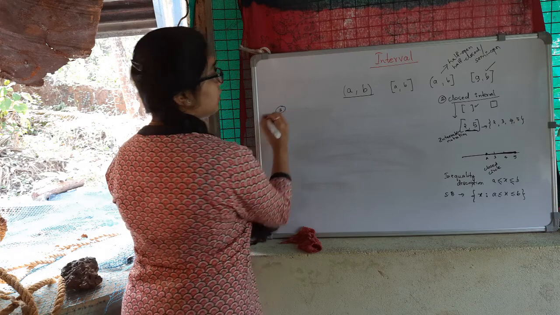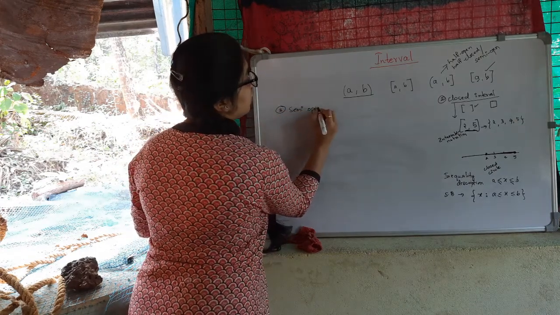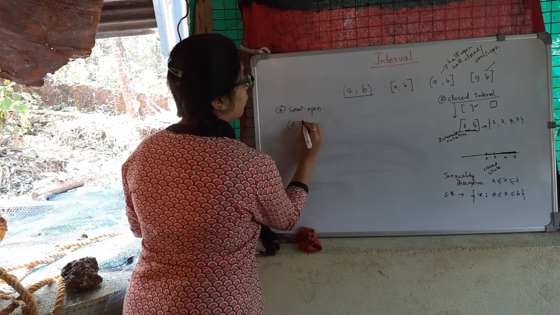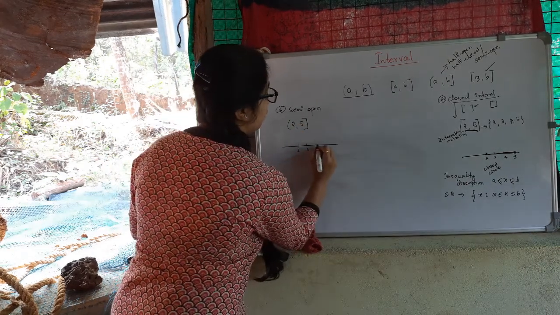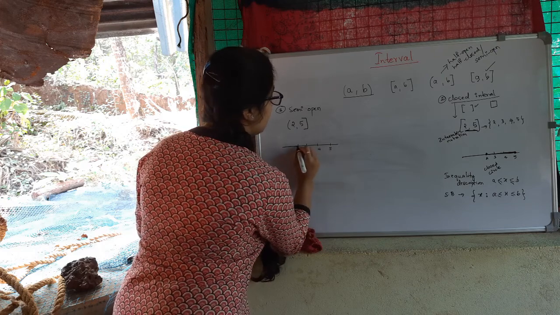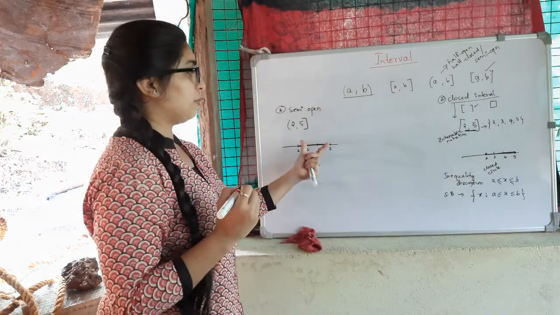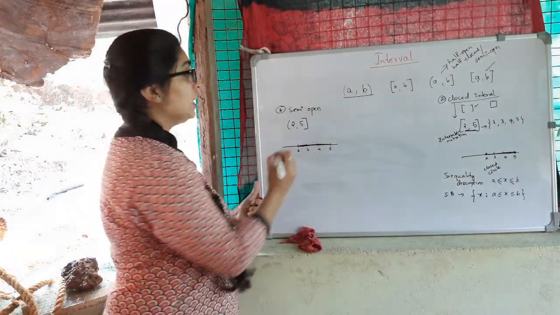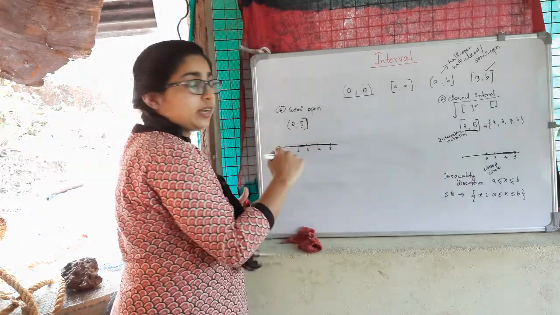So consider the third type, that is the semi-open interval now. If I consider 2 and 5, so if I consider a number line 2, 3, 4, 5, it includes the numbers between 2, 3, 4, 5. I'm representing it with a thick line. I'm including 5. A square bracket means I'm including that number.